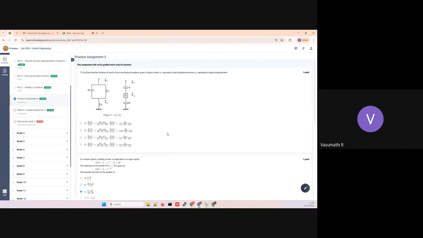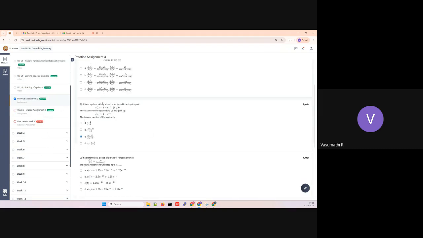Okay. A linear system initially at rest, so the initial condition is equal to 0, is subjected to an input signal. R of t is 1 minus e power minus t, which is your input to the system, and the response of the system in time domain they have given. Instead of C of s, here it was mentioned as C of t. So the first thing is to convert both to the Laplace domain, R of t to R of s and C of t to C of s.